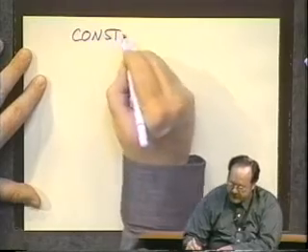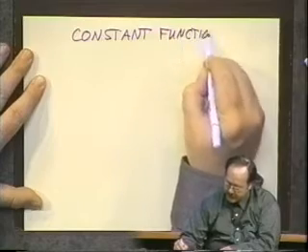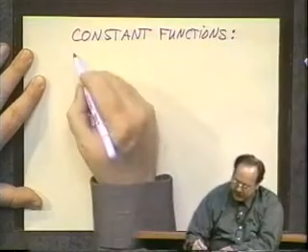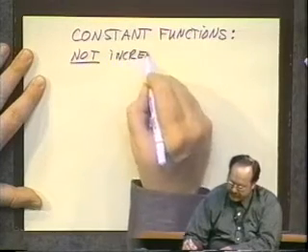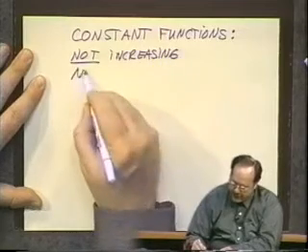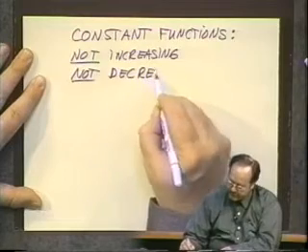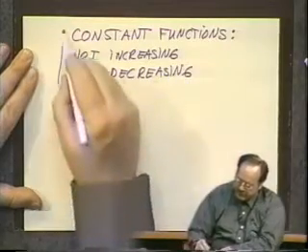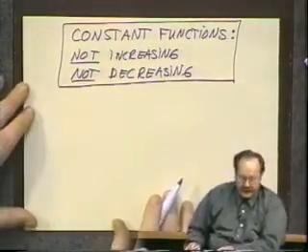Now, since we're on the subject of increasing and decreasing functions, what about functions that don't increase and don't decrease? Well, if they don't increase and don't decrease, it might be wise to call them constant functions. So that's exactly what we'll do. We'll call those constant functions, and they are not increasing, and they are not decreasing. So we're covering all the bases here. Constant functions. Now, what would they look like? Well, if they don't go up and they don't go down, they just stay horizontal the whole time.